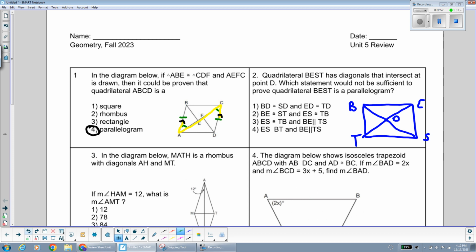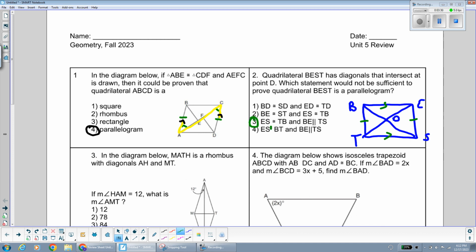In answer choice 3, we have ES congruent to TB and BE parallel to TS. This does not prove that we have a parallelogram because it's either both pairs of opposite sides congruent, or both pairs of opposite sides parallel, or one pair of opposite sides that is both parallel and congruent, not one pair of sides that is congruent and a different pair of opposite sides that are parallel. That is not a property of a parallelogram.